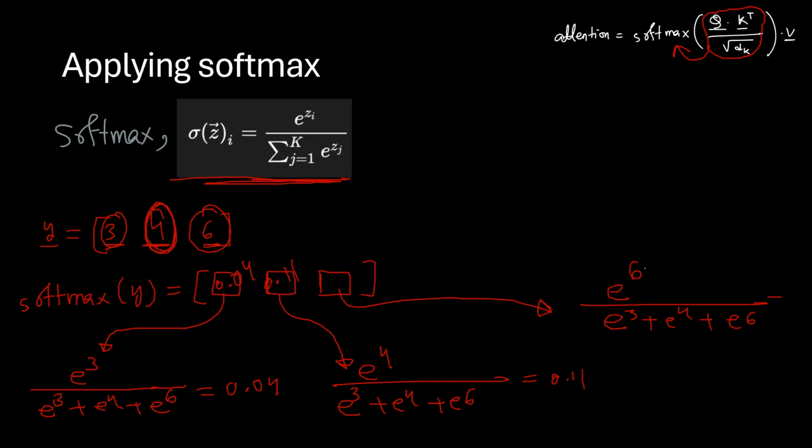And this will give us the output of 0.84. So the third element will be 0.84. So this is the softmax function. This is a very straightforward function, nothing fancy here. So let's apply it on our multiplication result.